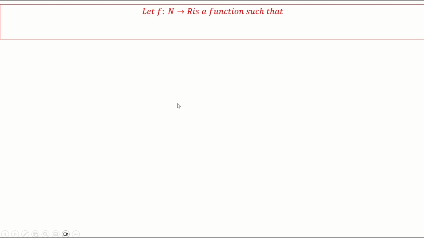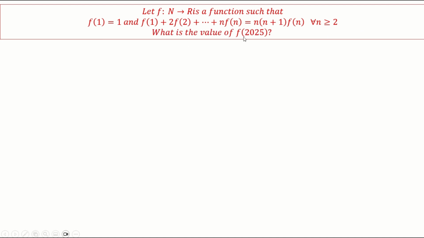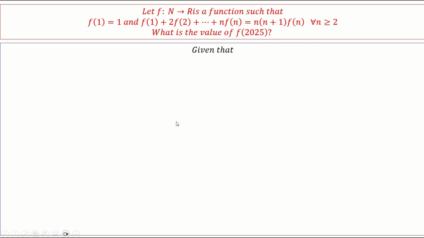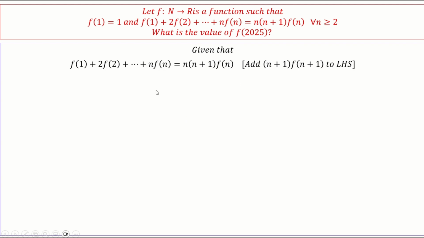f is defined from N to R as a function such that f of 1 equals 1, and f of 1 plus 2 f of 2 plus dash dash dash n f of n equals n into n plus 1 into f of n, for all n greater than 2. For n equal to 1, this is the expression; for n greater than 2, this is the expression. f of n is defined like this. What is the value of f of 2025? This is the question. So this is the given information.